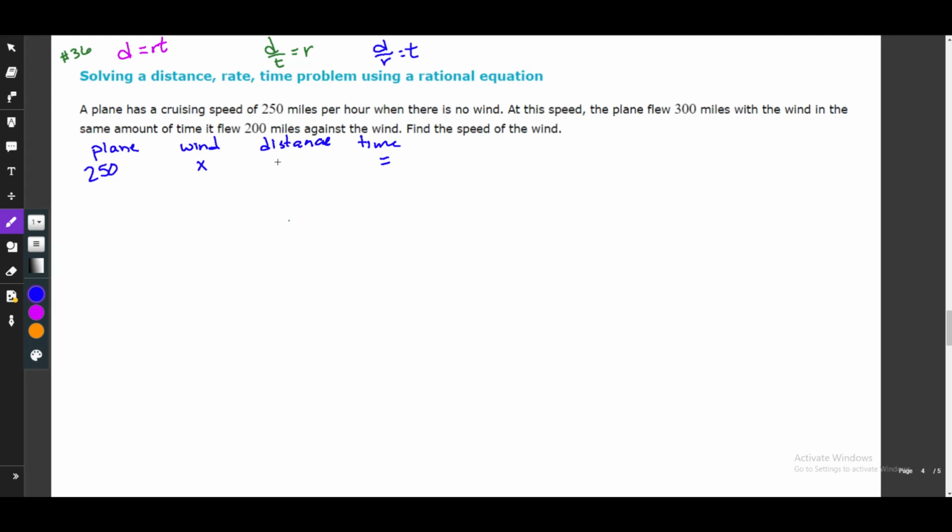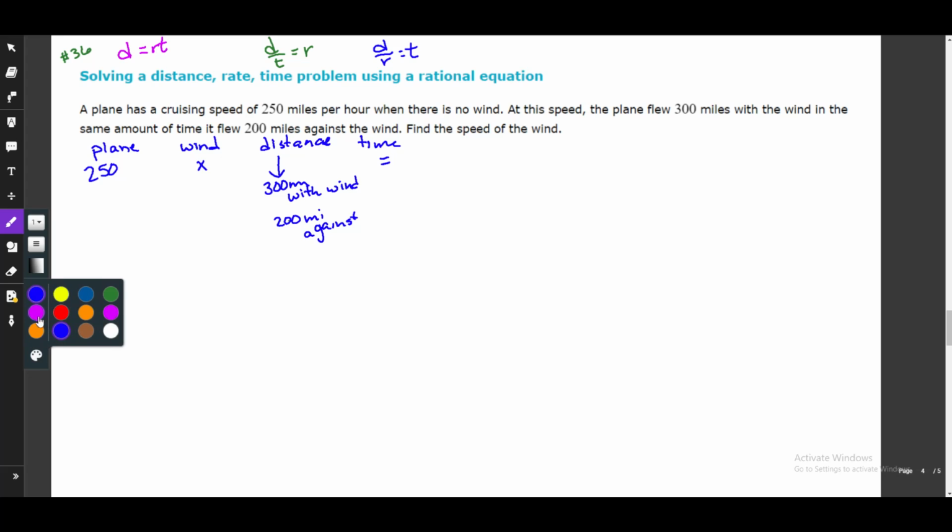Distance, we've got two distances. So 300 miles with wind and 200 miles against. All right, so looking at that, what the problem is telling us is we have two situations. One, the wind is helping us. One, the wind is hurting us.